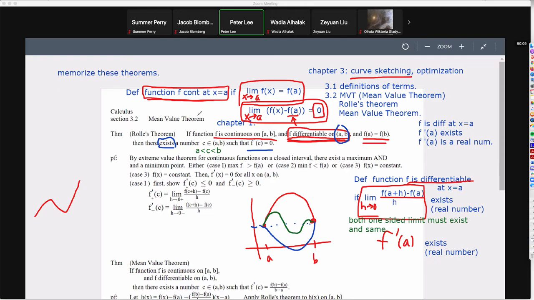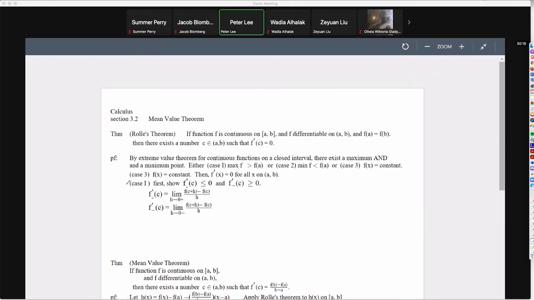Okay, having said all that, I'm going to save this page and clear all this now. Now let me make some comments about the proof. The proof is right here. And this proof actually uses a theorem called the extreme value theorem.